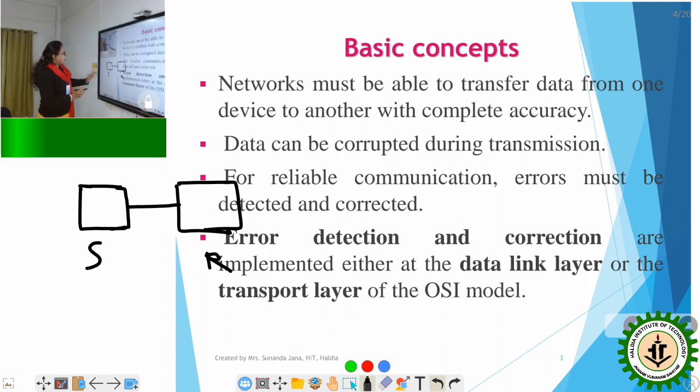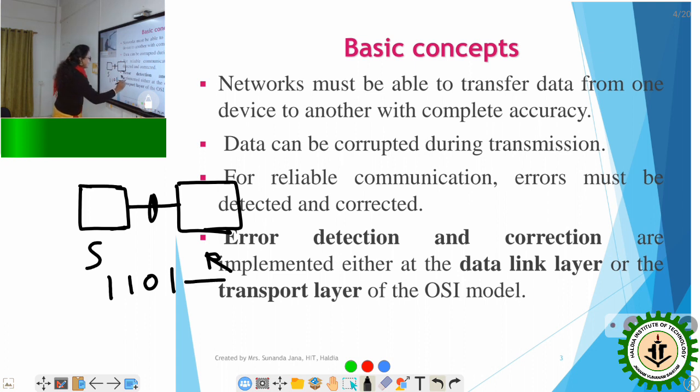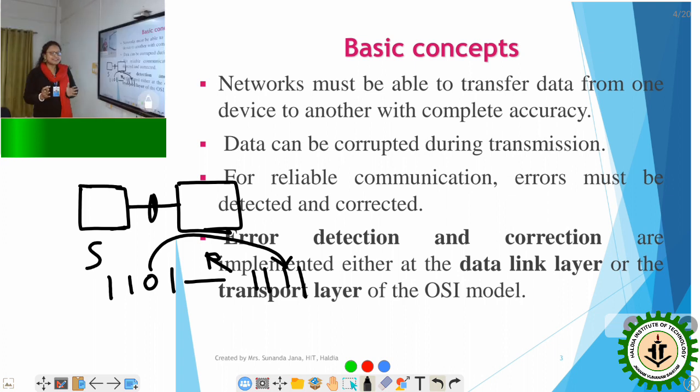Now, at that moment, during transmission, due to a transmission media problem, suppose the data has got corrupted. That means, suppose the sender is sending the data 1101, but when the receiver is receiving, it has received the data 1111. Here you can find out that 0 has altered into 1. So that means what the sender is sending, that original data has not been received by the receiver. So here the error has occurred.